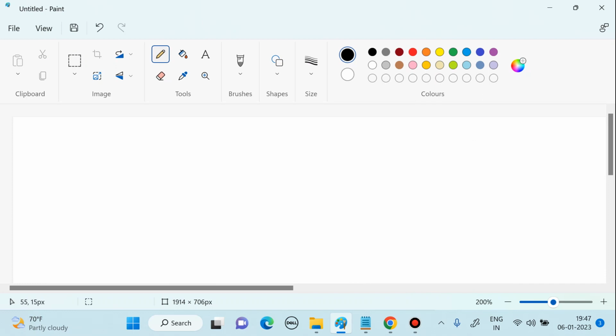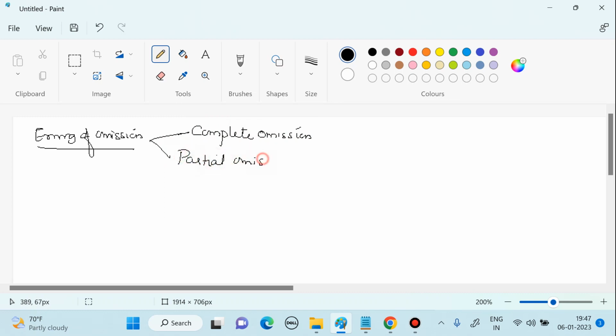Now, next we are going to learn about errors of omission. Means where you omitted recording, you forgot to record a transaction. Under that, you have two types: error of complete omission and error of partial omission. So, in complete omission, what happens? You have not recorded the transaction at all. Both the debit and credit have not gone, therefore, your trial balance would agree. There won't be a difference.